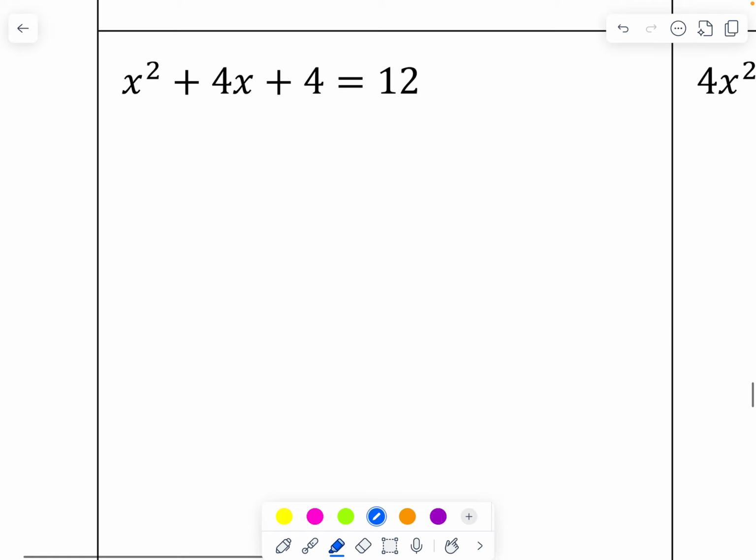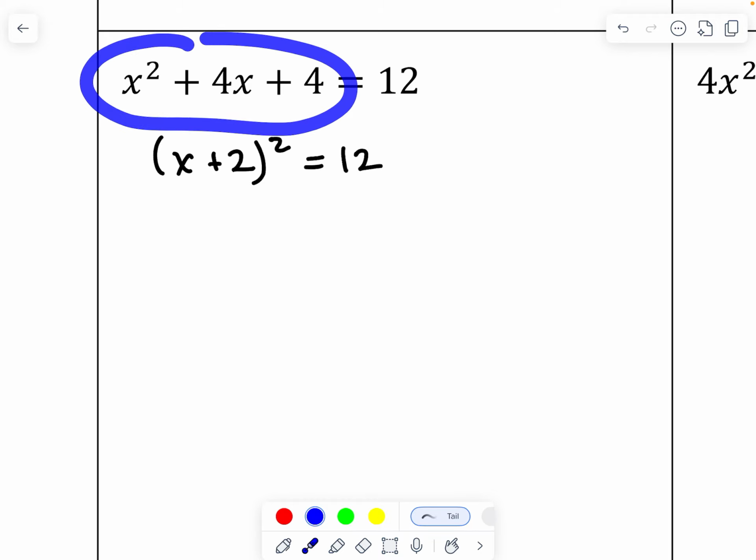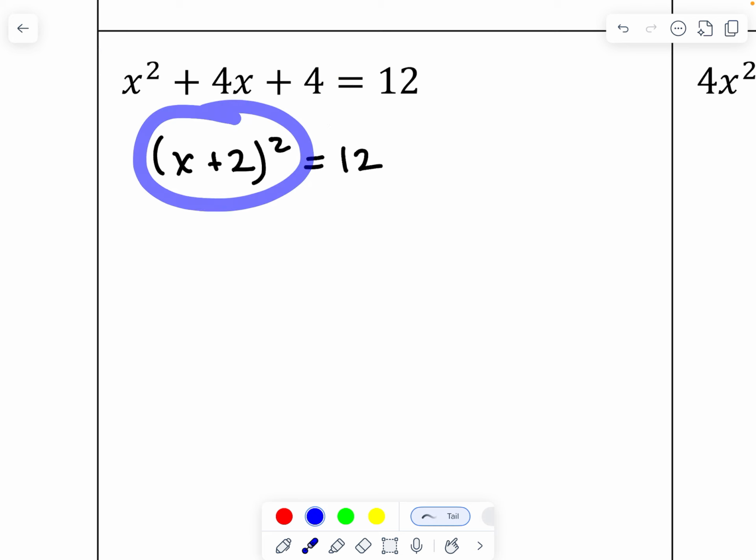So this right here is a perfect square trinomial, meaning it can very easily be factored into x plus 2 squared equals 12. So really, we're just adding a new step at the beginning of these problems. The rest of it will be the same. That first step is to factor. This is a trinomial, but it is a perfect square trinomial, which allows us to write it as a binomial squared. And that's the important part here.